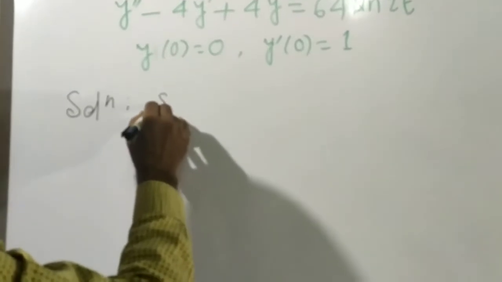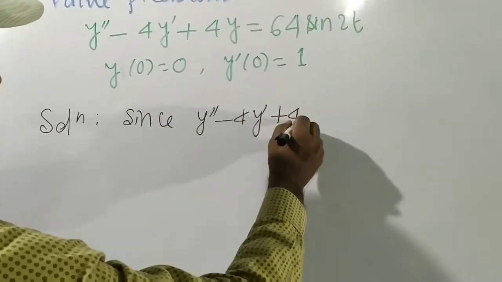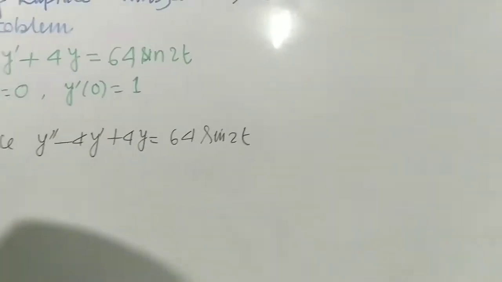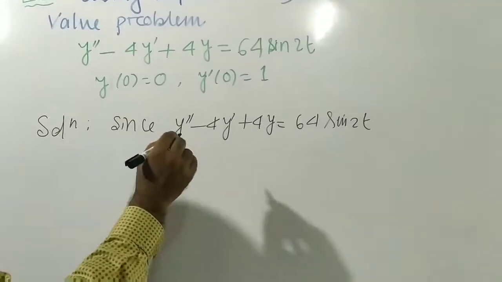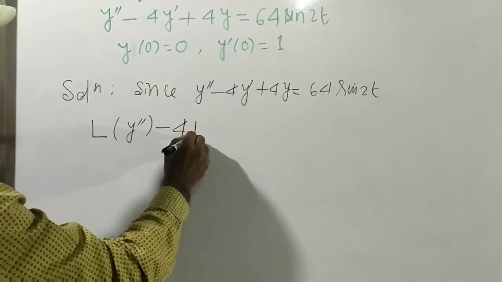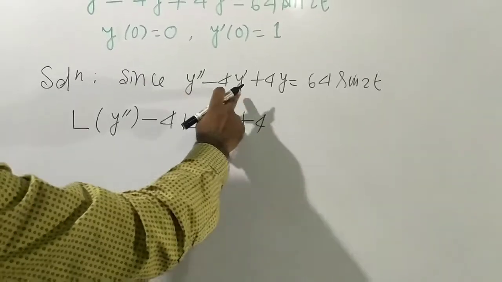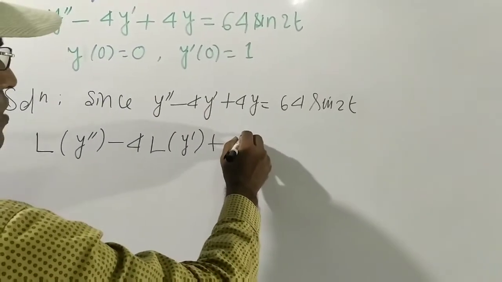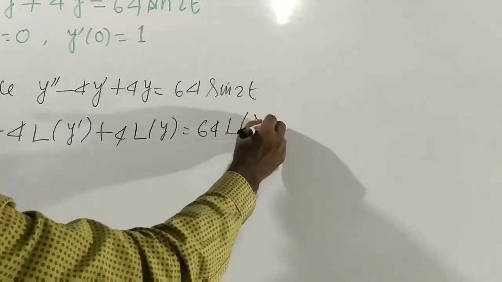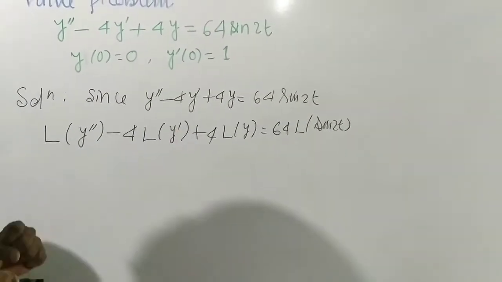Given y'' - 4y' + 4y = 64 sin 2t. This is our given differential equation. Now taking the Laplace transform on both sides, we get L{y''} - 4 L{y'} + 4 L{y} = 64 L{sin 2t}. We are taking the Laplace transform on both sides.